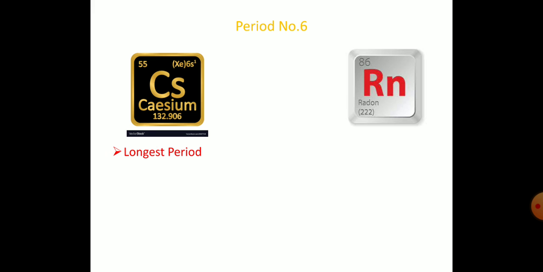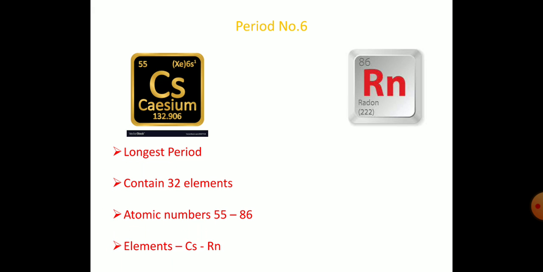What is the nature of the 6th period? It is the longest period, and it contains how many elements? The number of elements present in period number 6 is 32. Starting from cesium to radon, there are 32 elements present in the 6th period, with atomic numbers from 55 to 86, and the elements are from cesium to radon.